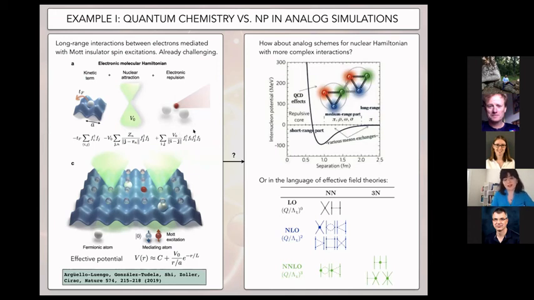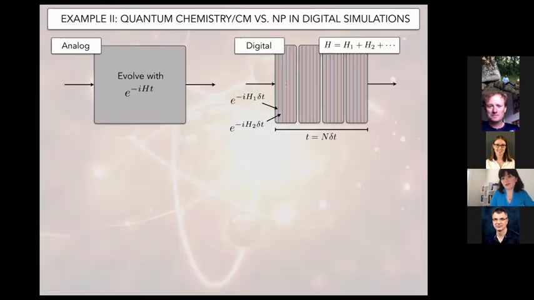Now imagine if you want to do this problem for the nuclear Hamiltonian, where instead of just the Coulomb interactions, we have more complicated interactions, or in the language of effective field theories, we have to deal with multi-body interactions and also pion exchanges and non-analyticities. Then it's a much more non-trivial problem. So we have to start thinking hard about how to extend and go beyond proposals that exist for quantum chemistry.